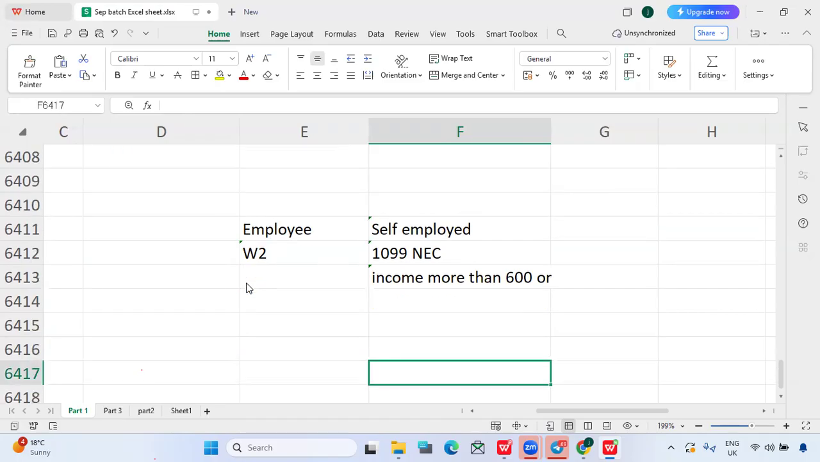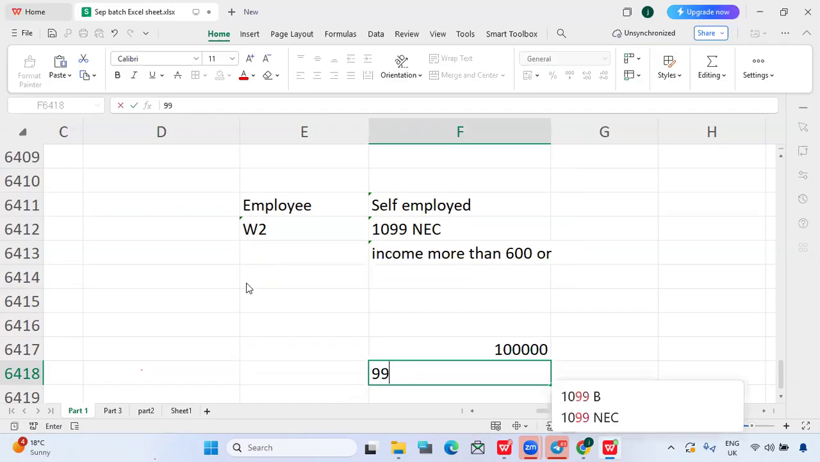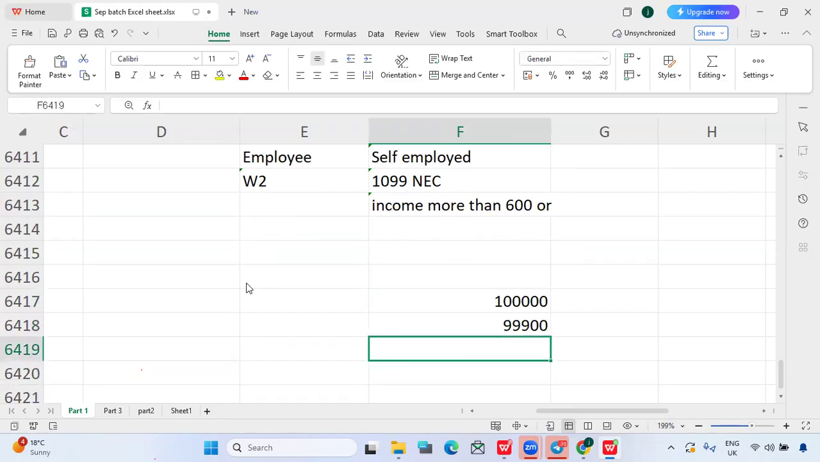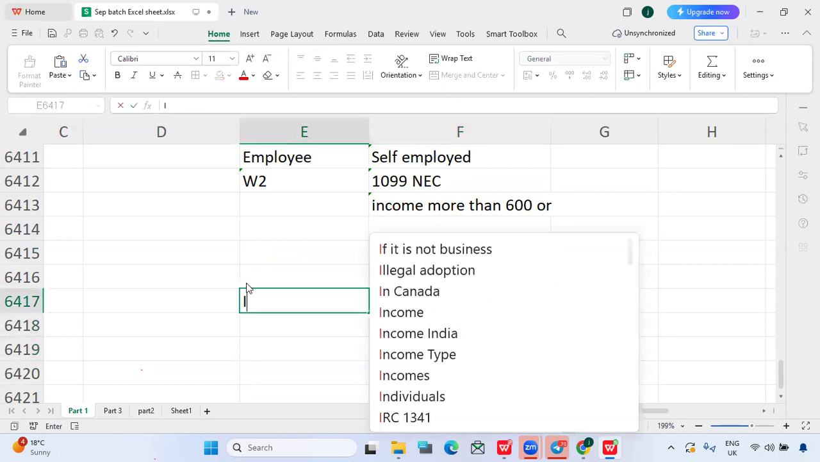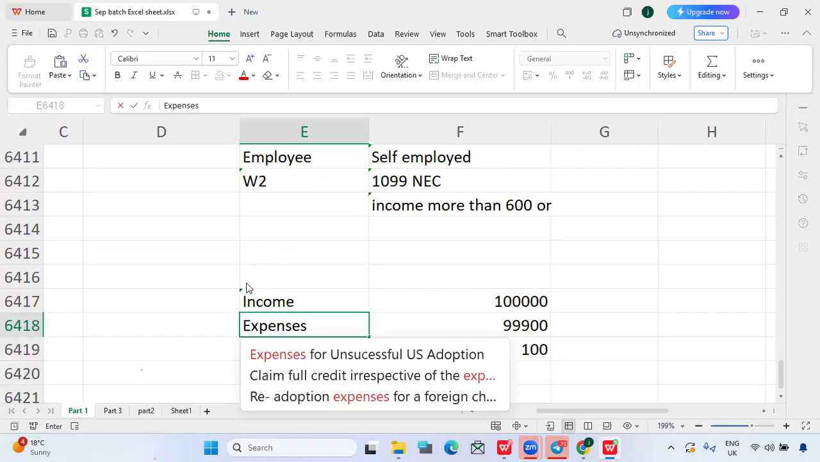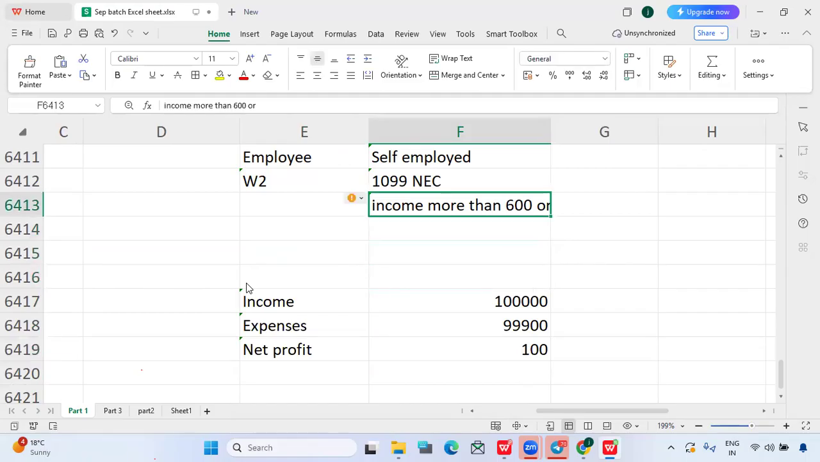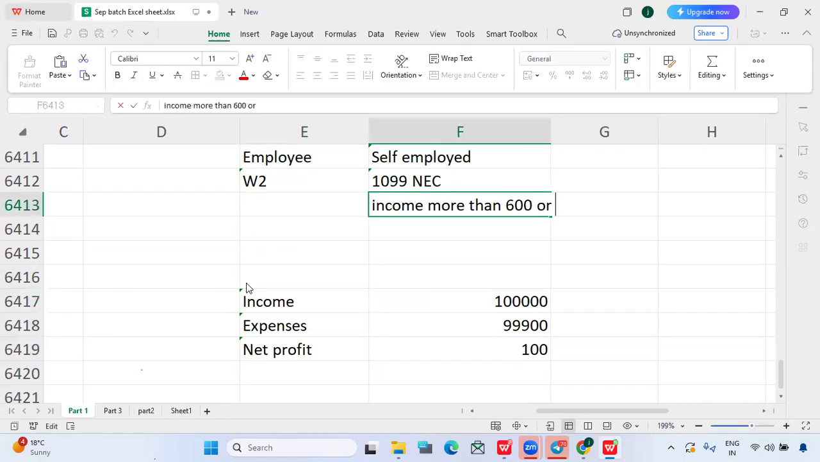Now let's say the taxpayer's income is $100,000 and his expenses are $99,900. In this case, will we get any NEC document? This is income, this is expenses, this is net profit. Yes, we definitely will get it, because here it is talking about gross income. It is not about the net income.